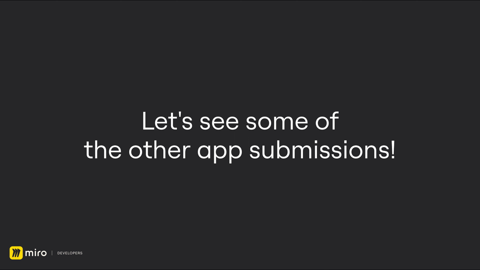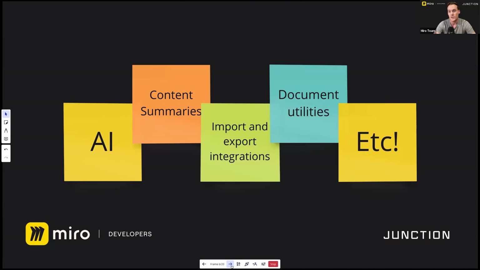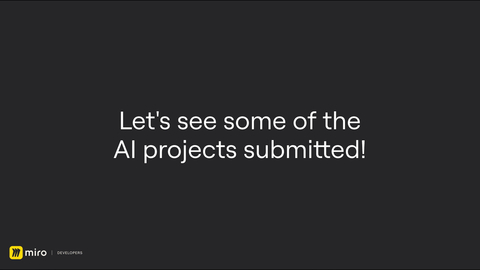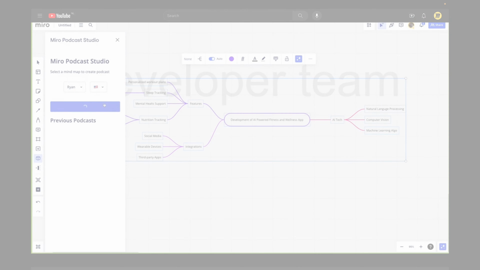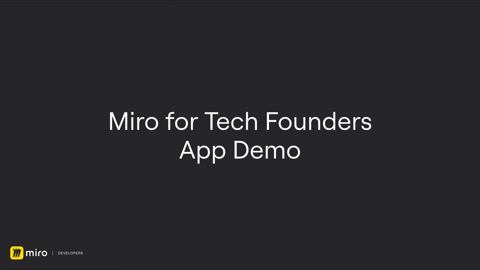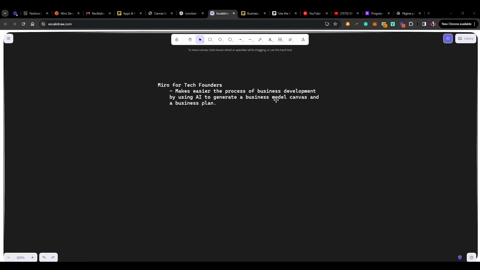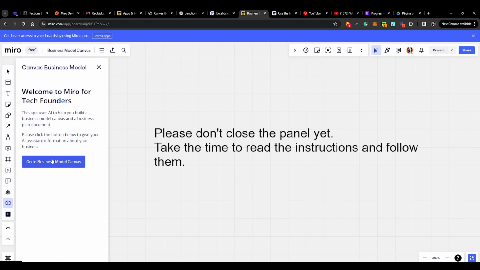Now let's take a look at some of the other apps that were submitted. We saw a lot of different themes in the submissions. That includes things around AI. There were a lot of AI submissions. Miro Podcast Studio turns your complex Miro mind maps into captivating, easily digestible podcasts. Next, we have Miro for tech founders. By using AI to generate a business model canvas and a business plan. So for the AI to generate your canvas.